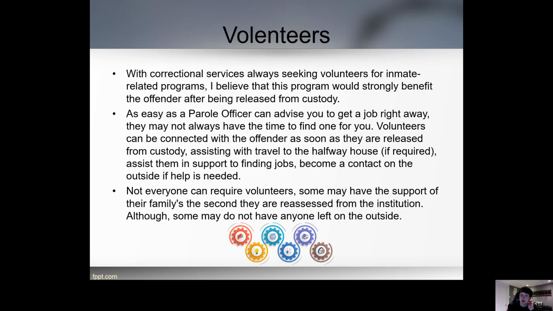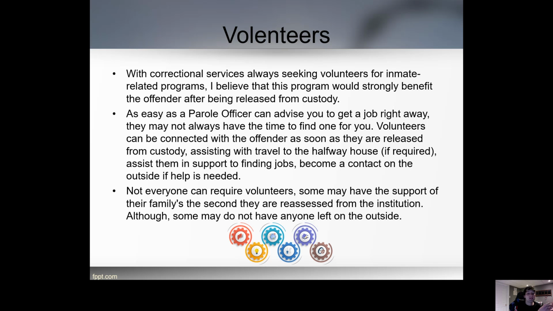With correctional services always seeking volunteers for inmate-related programs, I believe this program would strongly benefit the offender after being released from custody. As I previously mentioned, a parole officer can advise you to get a job right away, but they may not always have the time to find one for you. Volunteers can be connected with the offender as soon as they're released from custody.